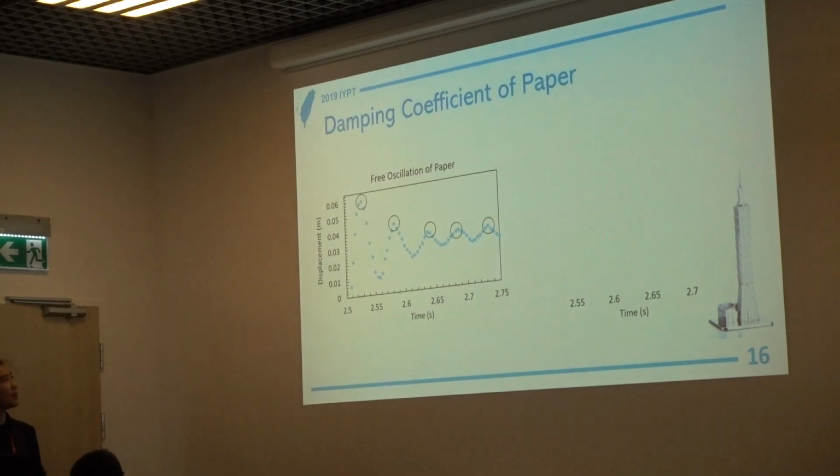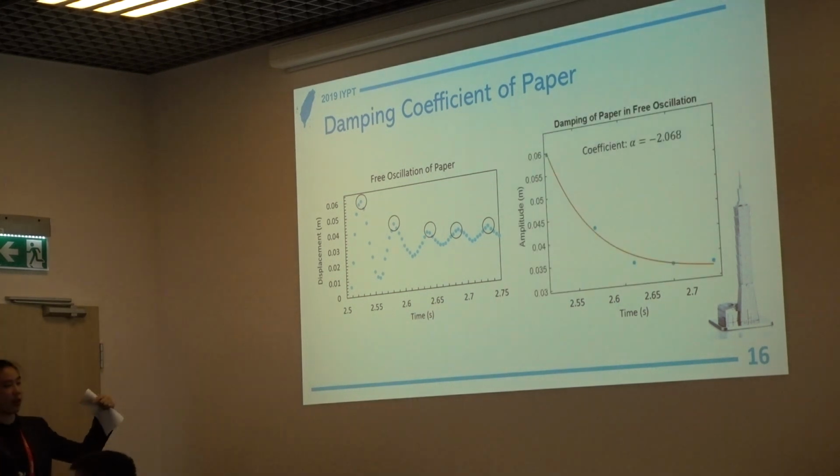To test the damping coefficient of the paper, we track the motion of the paper after flicking it once. We can get the damping coefficient by plotting the peaks and fitting them to an exponential function. We repeated this many times and got the same value.